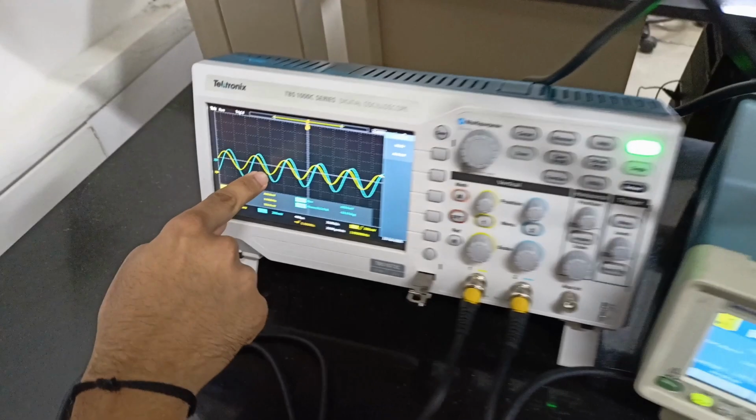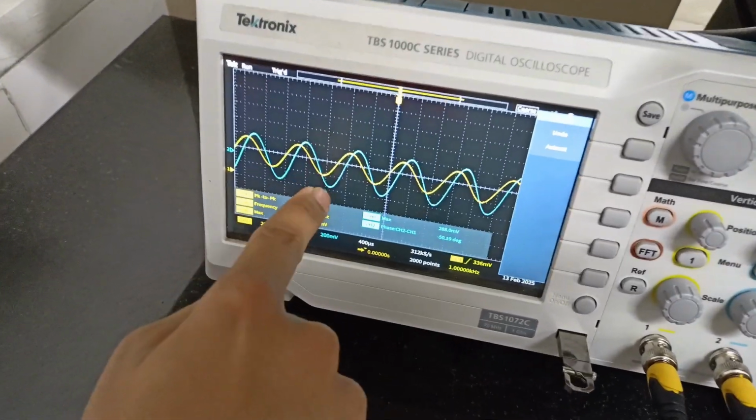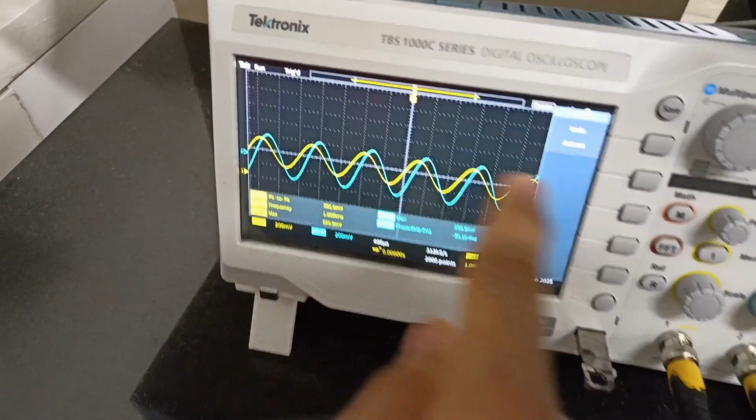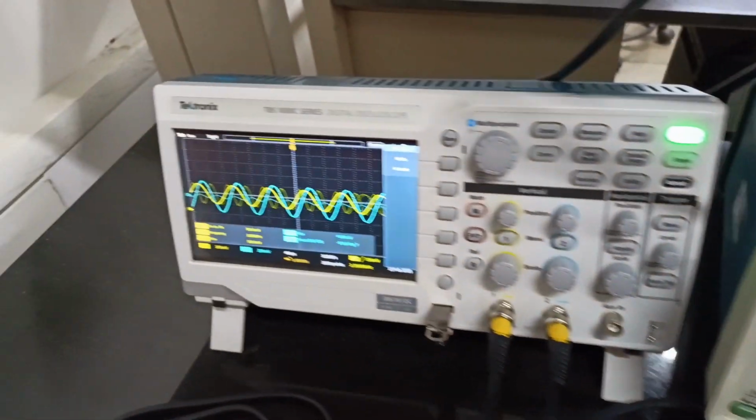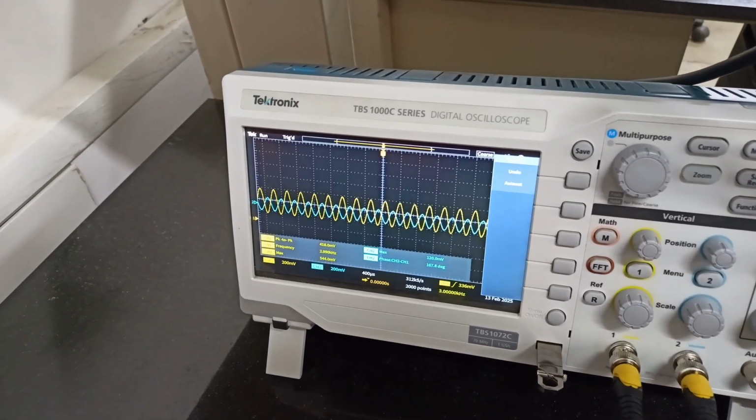On the oscilloscope, the yellow sine wave is the input signal and the blue sine wave is the output signal. When we change the frequency on the signal generator, the shape of both sine waves also changes.